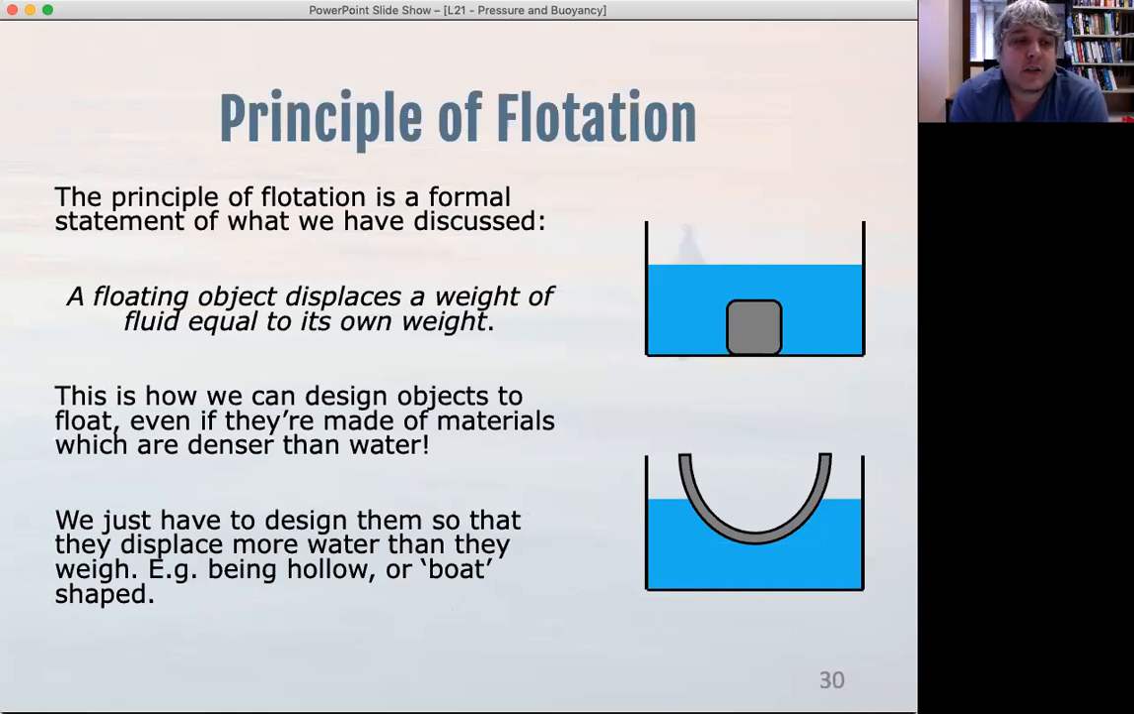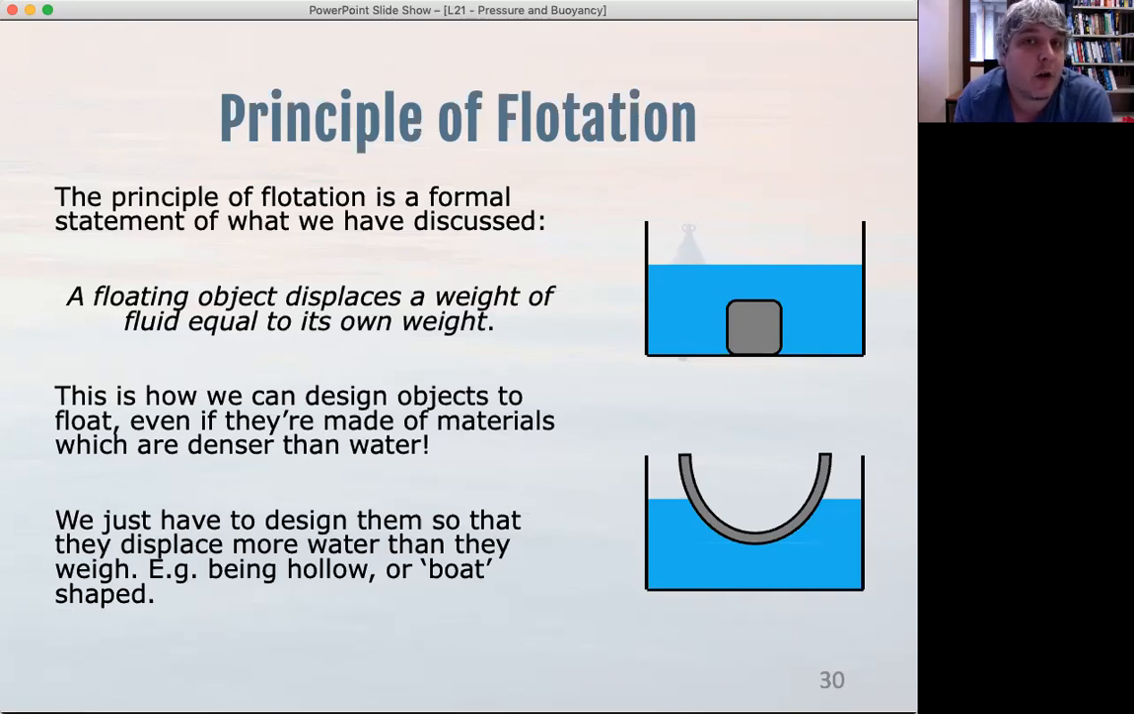So the principle of flotation is, I think, the last concept for this lesson. We'll see. The principle of flotation is just a formal statement of what we've talked about. The floating object displaces a weight of fluid equal to its own weight. Because an object that sinks still displaces a volume of fluid equal to its own volume. If it's more dense than water, then it will sink, as we just saw. But if you can shape it so that it displaces more liquid than it needs to in order to float, then it will be able to float.